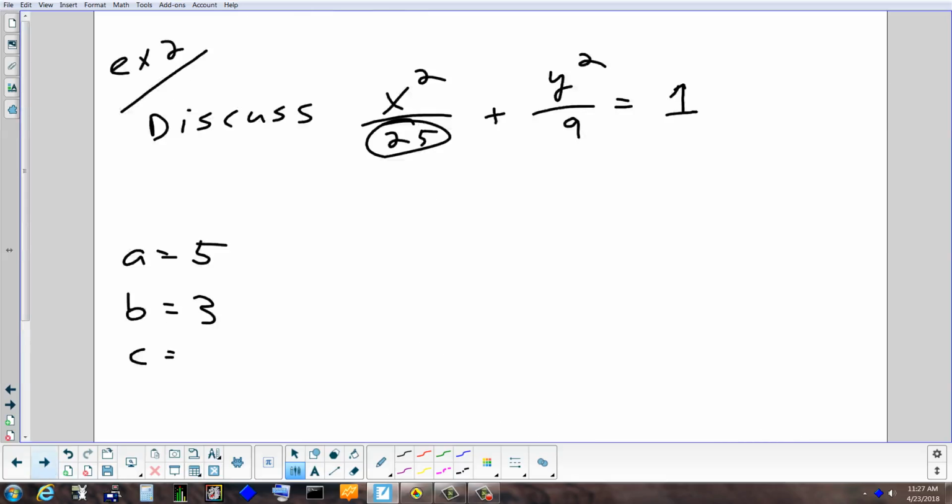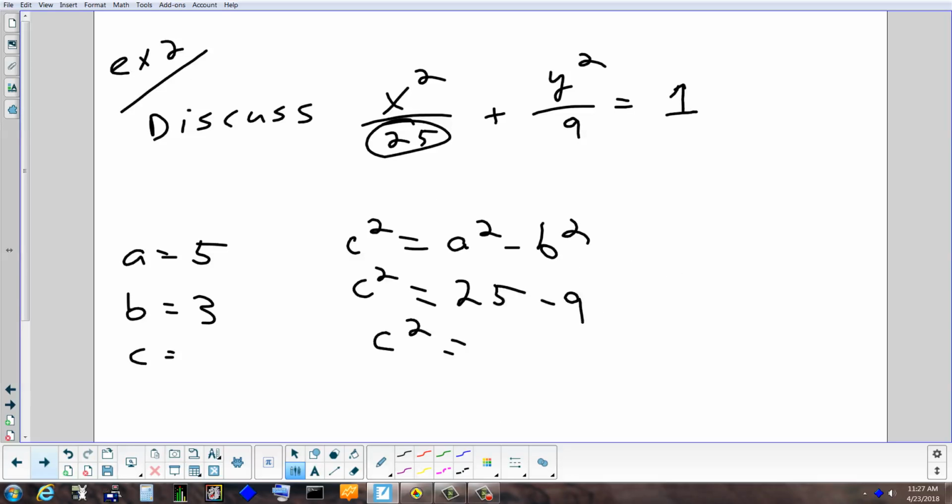Okay, how do I get C? Just knowing A and B. C squared is A squared minus B squared. 25 minus 9. So 25 minus 9 gives me 16. So what's C in this case? 4. Okay. So now I have everything I need.